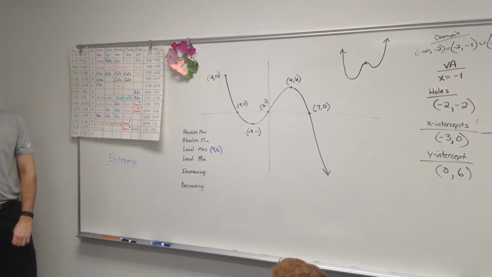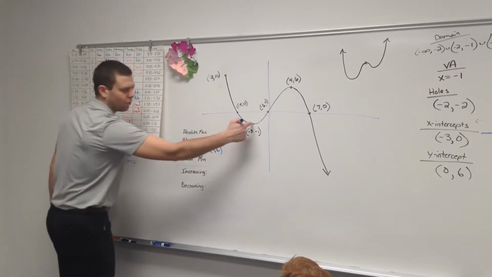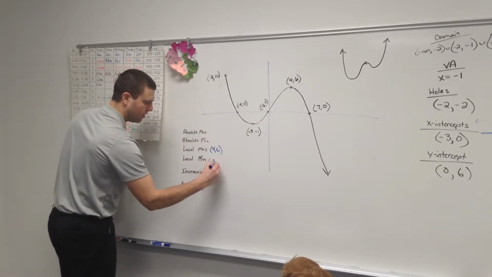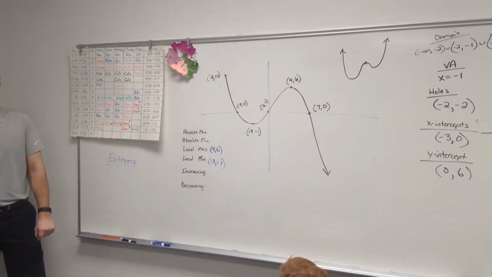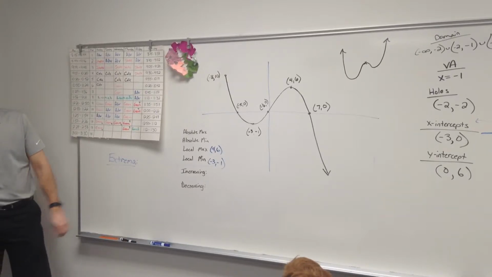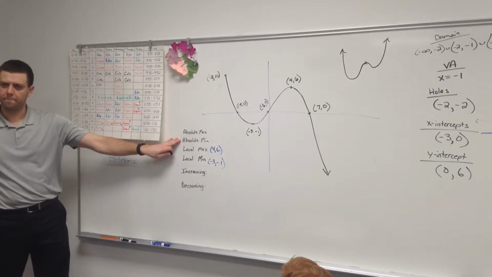See local minimums? -3, -1. There's a local minimum. Let's talk absolute. Do you see an absolute minimum?